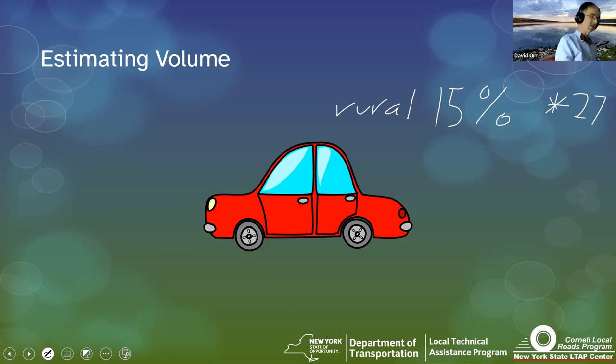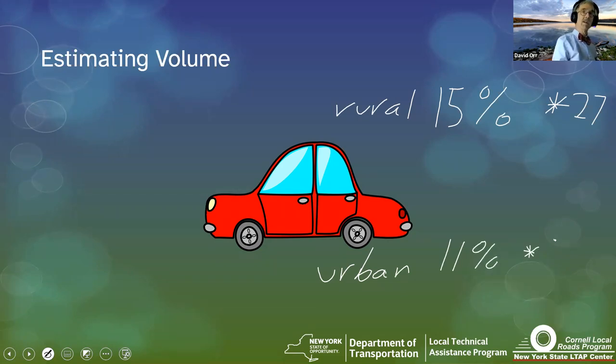And for urban, it's 11%, and the multiplier is 36. So that technique still works. You do the calculations for the total traffic, and then you just have to pick the type of traffic: agricultural, industrial, residential. Same kind of concept we used last week.